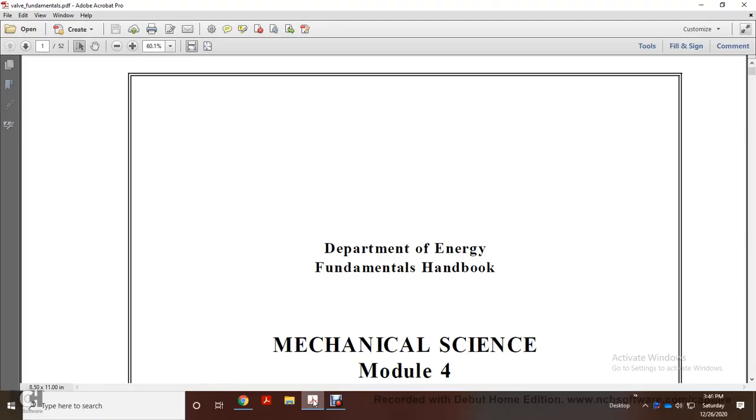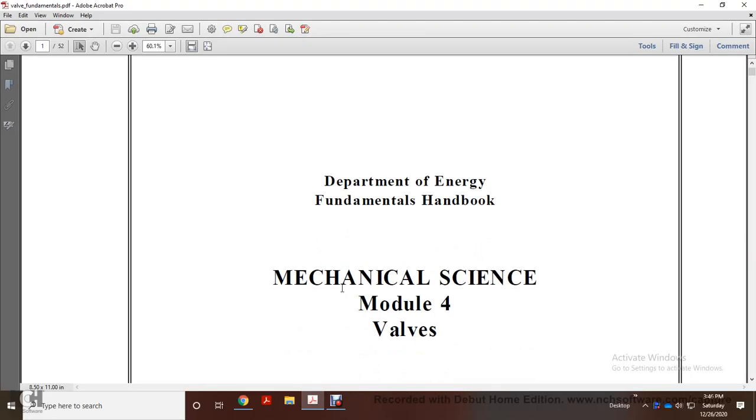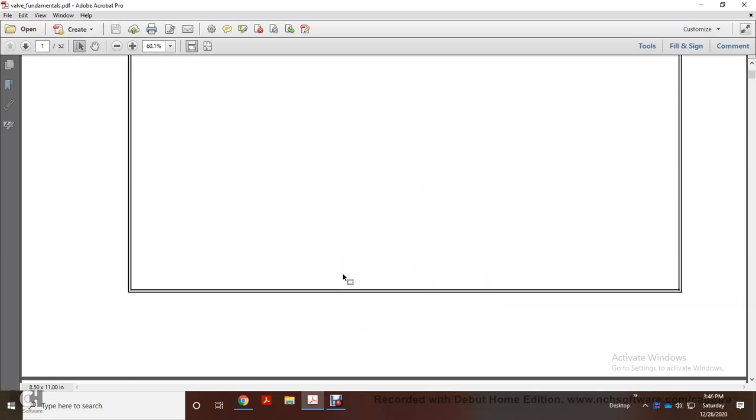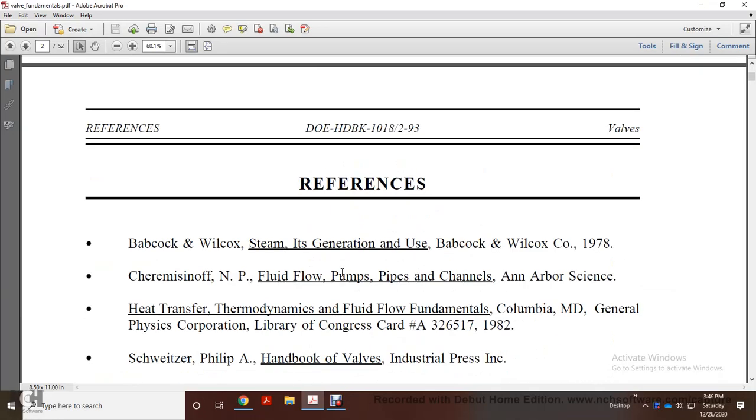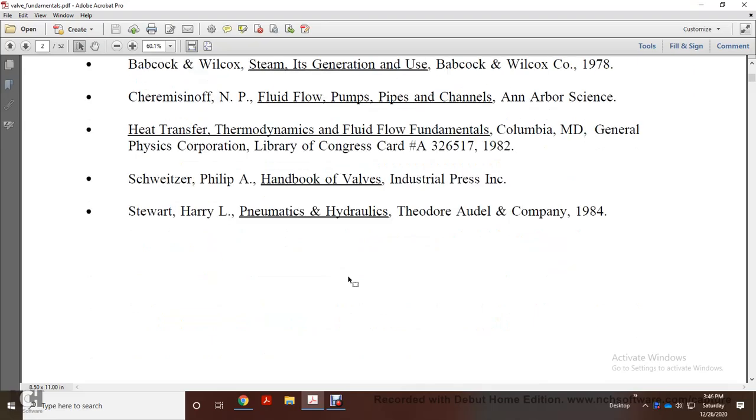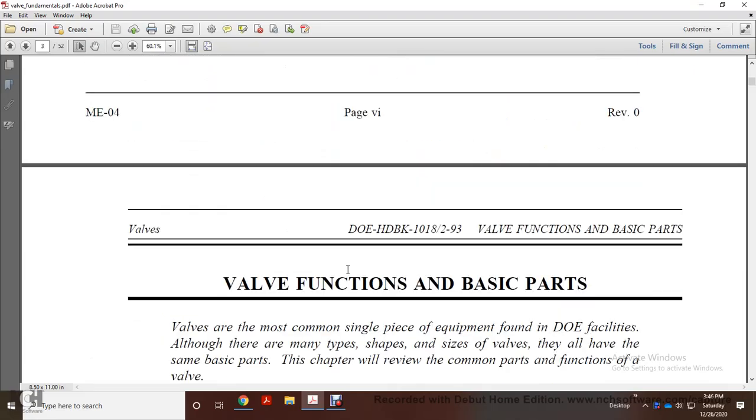Alright, Department of Energy Fundamentals Handbook, Mechanical Science, Module 4, Valves. References: Babcock & Wilcox, Steam, Its Generation and Use; Fluid Flow, Pumps, Heat Transfer, Thermodynamics, Fluid Flow Fundamentals, and Handbook of Valves with Pneumatic and Hydraulics.